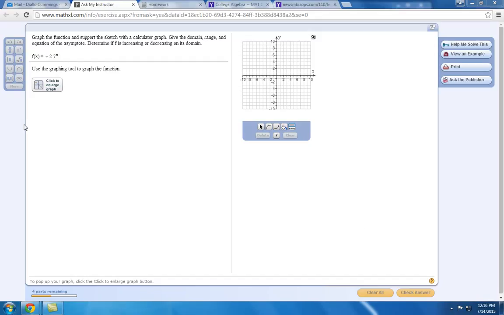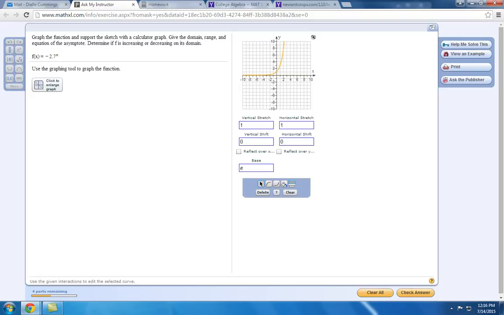Here we're asked to graph f of x is equal to -2.7^x, which is an exponential function. So I'll choose the exponential tool, and I'll simply click at the point of origin. Now I'll apply the transformation of graphs. The negative will reflect across the x-axis, and this exponential function has a base of 2.7.